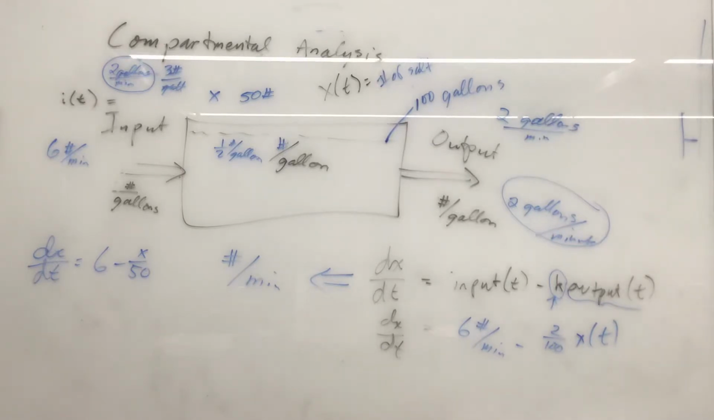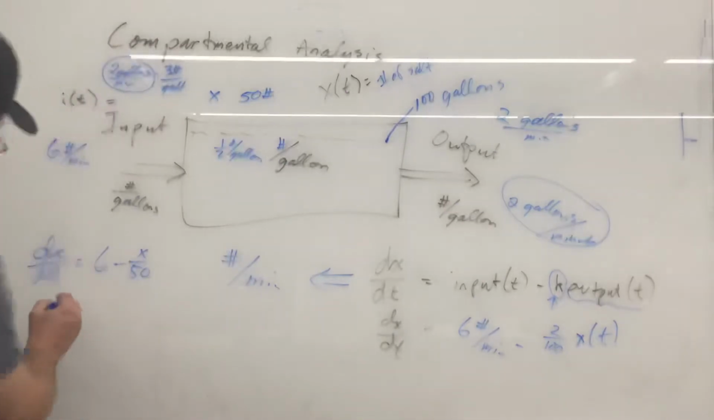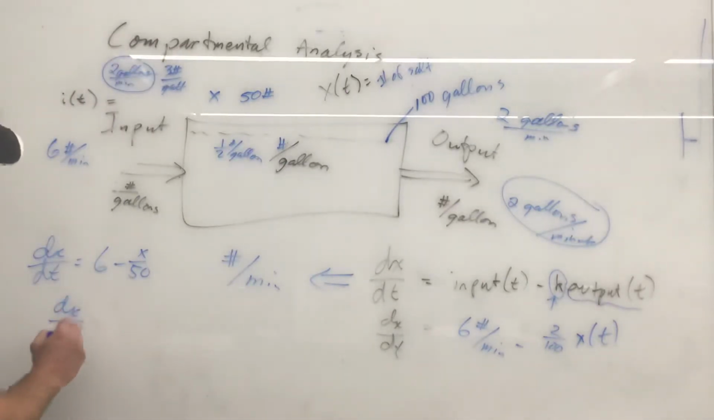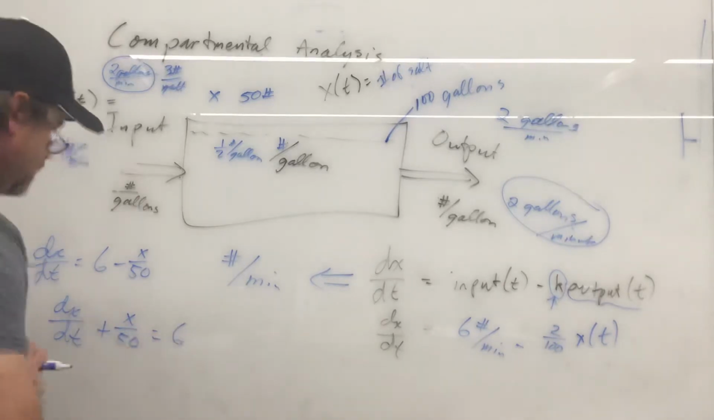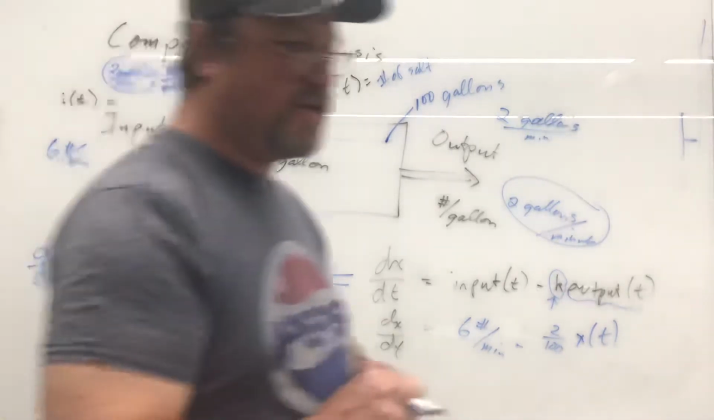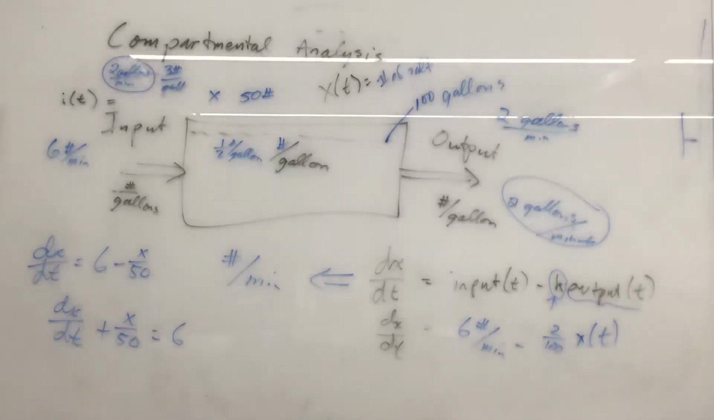Now, that's an equation that we know how to solve. That's an equation where we might need an integrating factor. We can rearrange this, and we say, well, then what is this? This is dx dt plus x over 50 equals 6. And when we have an equation of that type, what we do is we get an integrating factor. And the integrating factor is based on that x over 50, right?